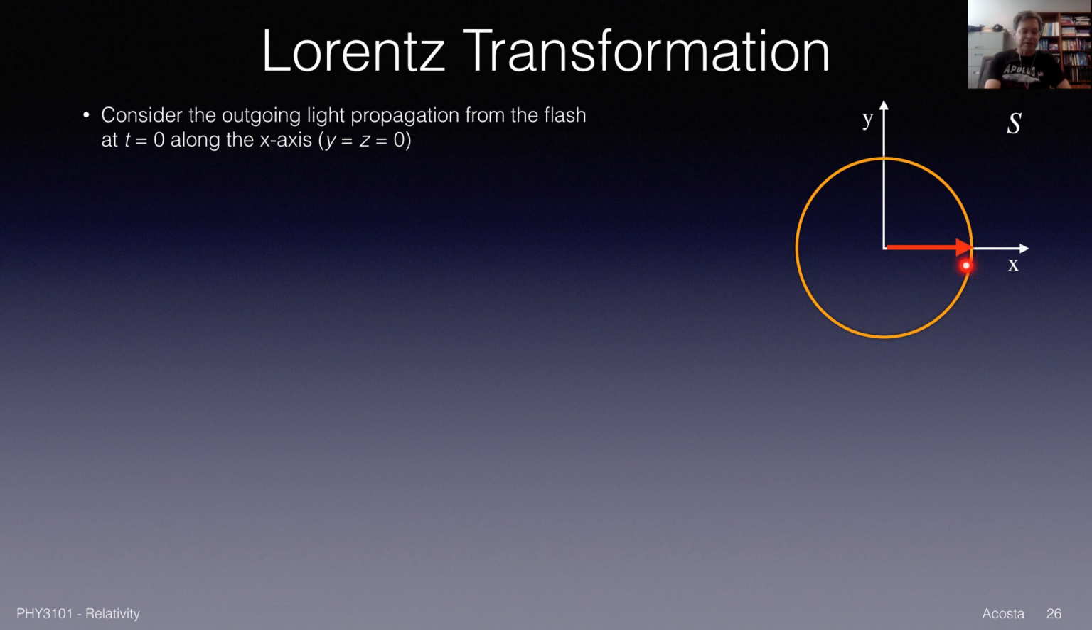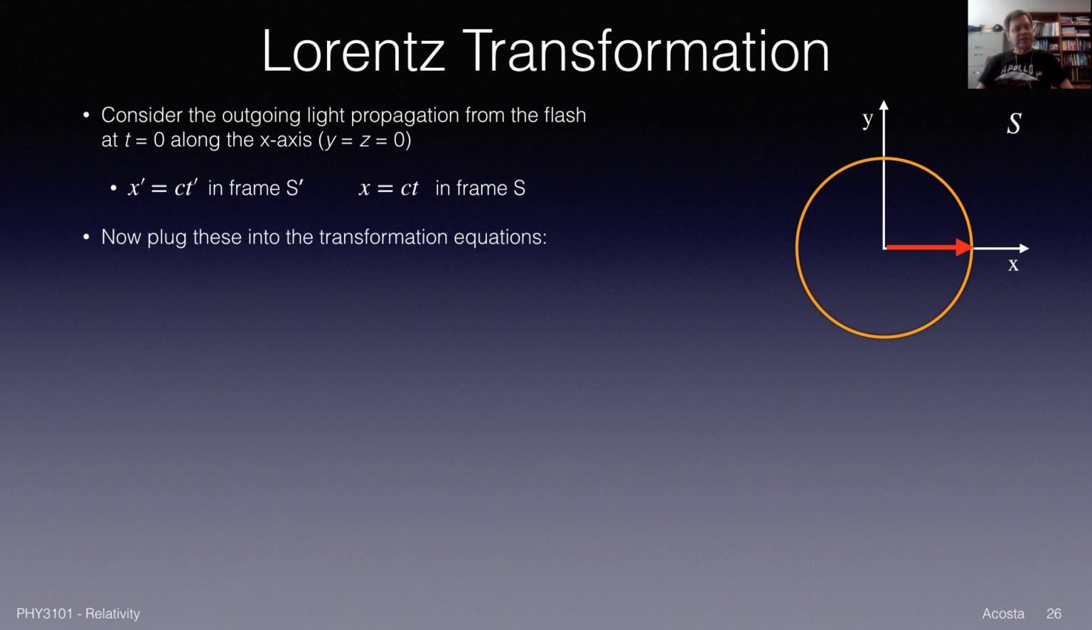So where that red arrow is, we're just calculating that distance along the x-axis. In frame S, that's just the speed of light times time measured in that frame, ct. But remember, the moving frame S prime saw the same phenomenon. So in its frame, x prime would be ct prime. Those are just two symmetric fundamental relations. But let's now plug those into the transformation equations I just wrote on the previous slide.